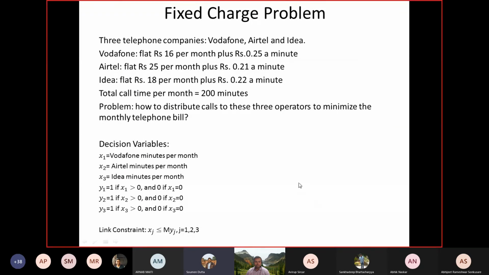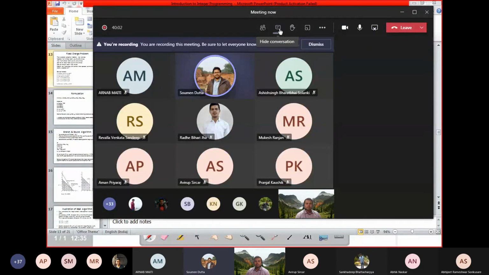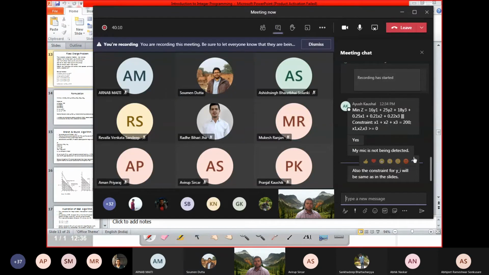Yes, I'm getting the same solution as what Ayush posted in the chat. Minimizing 16y1 plus 25y2 plus 18y3 plus 0.25 x1, x2, x3. So basically y1, y2, y3 is your decision whether to take the connection or not, right? Yes. And x1, x2, x3 define your call times. So the total x1 plus x2 plus x3 is equal to 200, and these are greater than or equal to 0, so this is fine.